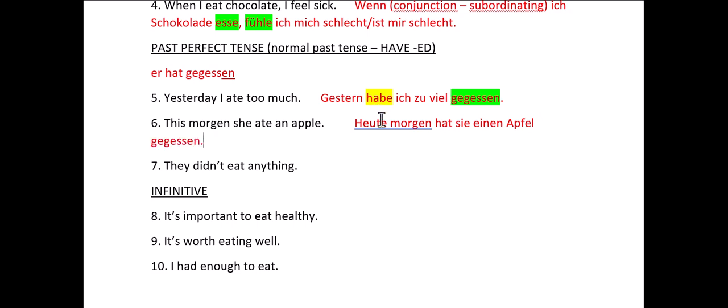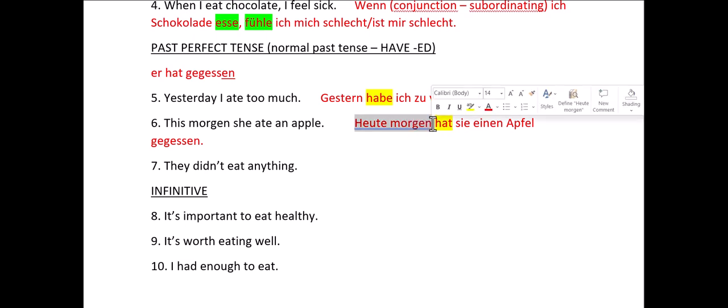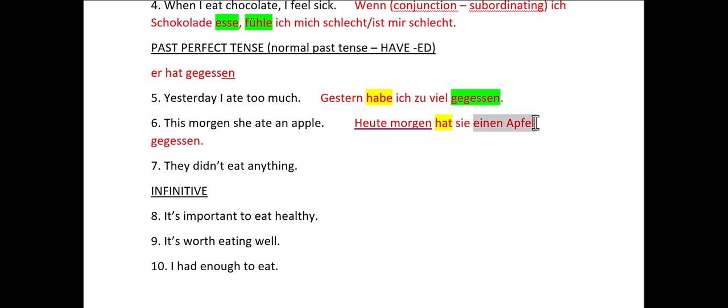So let's have a look at this. We've got, again, the auxiliary verb or the helping verb in second position. Notice heute Morgen is one idea. It's two words, but it's one idea. So I'm going to underline it as one idea, which means that hat is still in second position, even though it's the third word. And einen Apfel is the object.